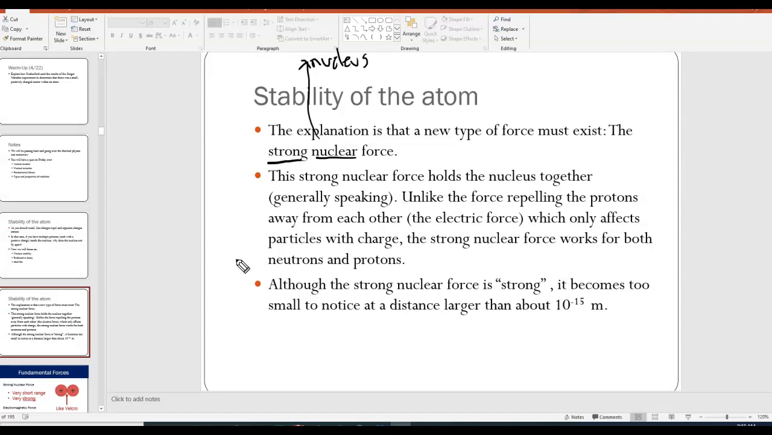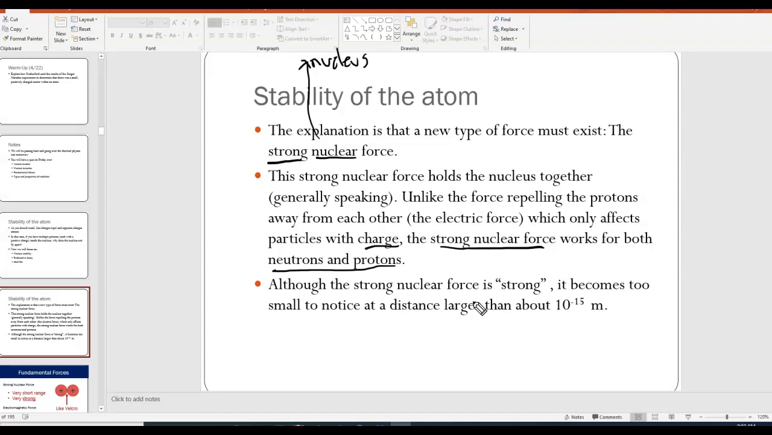Okay, now, in some cases, it doesn't do a perfect job, and that's where you get things like radiation and unstable atoms and stuff. But generally speaking, the strong nuclear force helps to hold the nucleus together. Unlike the electrical force repelling the protons, which only affects particles with charge, the strong nuclear force works for both protons and neutrons, and this is a key fact.